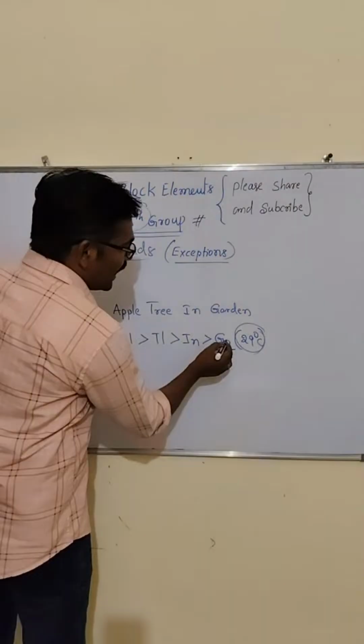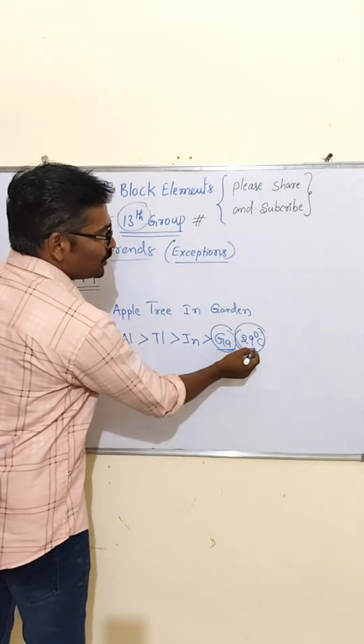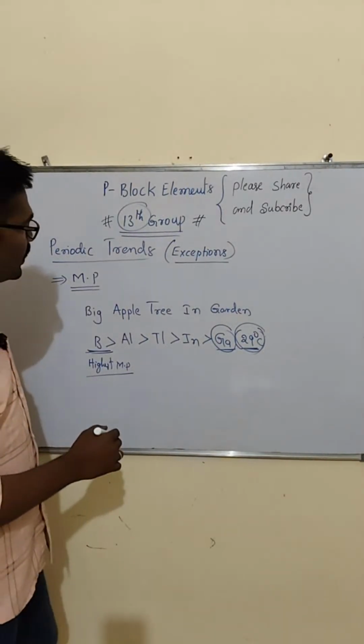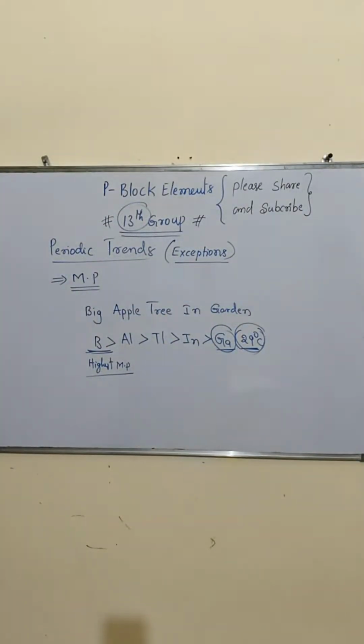So gallium has the least melting point at 29 degrees Celsius. Boron has the highest melting point. So note down the trick, all of you.